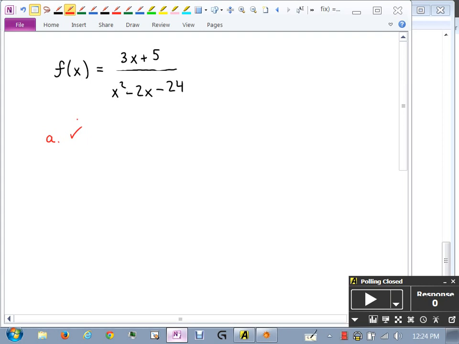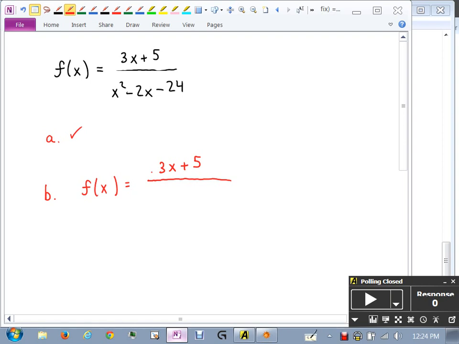Okay, step B. Completely factor the numerator and denominator. So I'm going to rewrite my function. The numerator, 3x plus 5, is already a linear expression, and it cannot be factored any further. Right? 3x plus 5 is 3x plus 5. The denominator, however, is a quadratic trinomial.